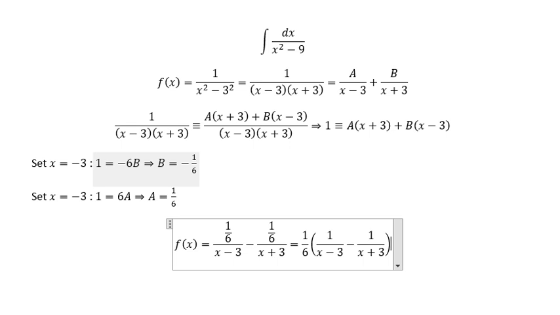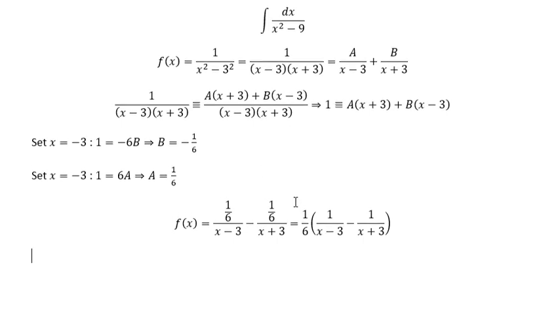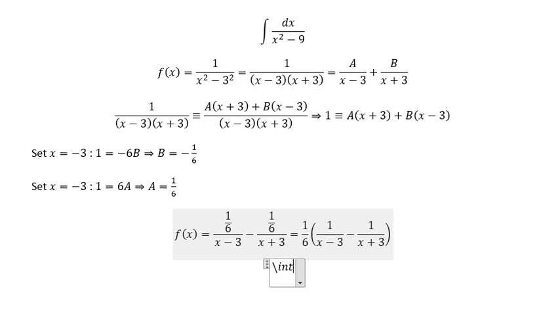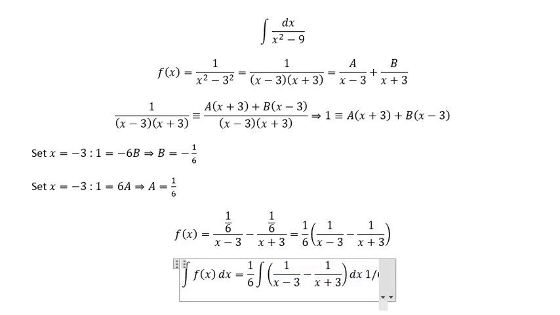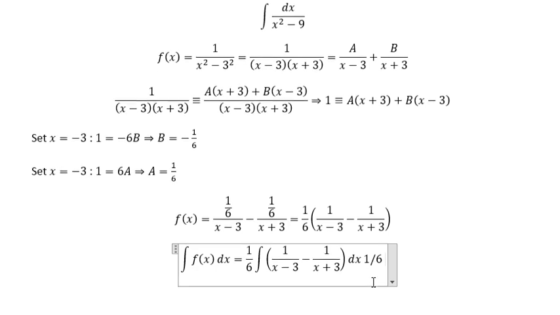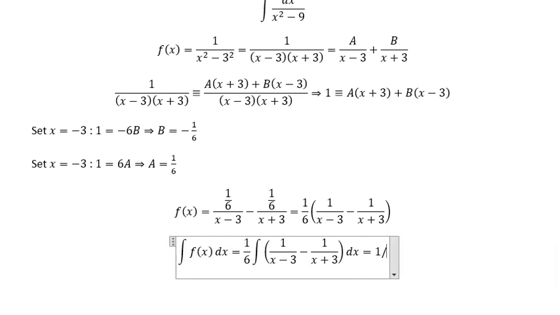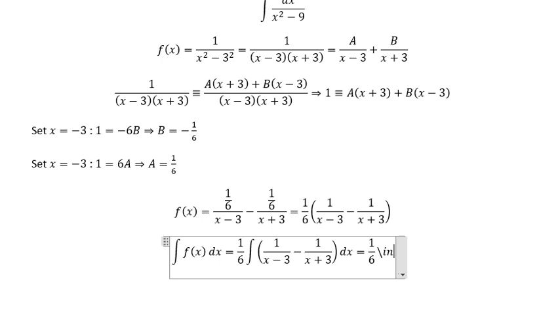Now we can easily integrate this, because we have obtained a partial fraction. The integral of f of x with respect to x is the same as the integral of all these terms, because they are equivalent to f of x. The 1 over 6 is a constant, so we can put it out of the integral, because it does not depend on x. The integral sign is distributive, which means we will put the 1/6 outside, then we integrate each of the fractions.